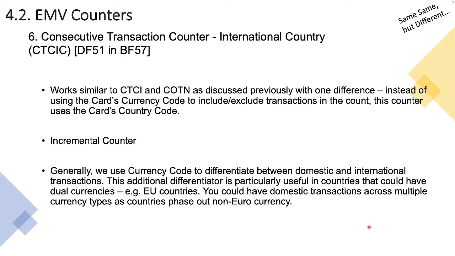Generally we use country code to differentiate between domestic and international transactions. This additional differential where we're using country code instead of currency code is useful, especially for countries that have dual currencies. So typically, if you're looking at EU countries, you could have domestic transactions across multiple currency types, as the countries are still busy phasing out non-euro currency. This counter is only found on Visa cards.